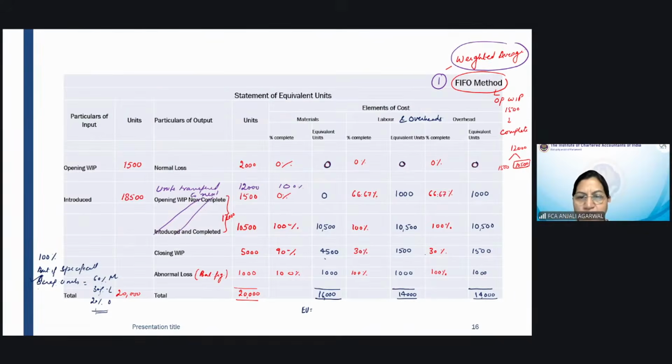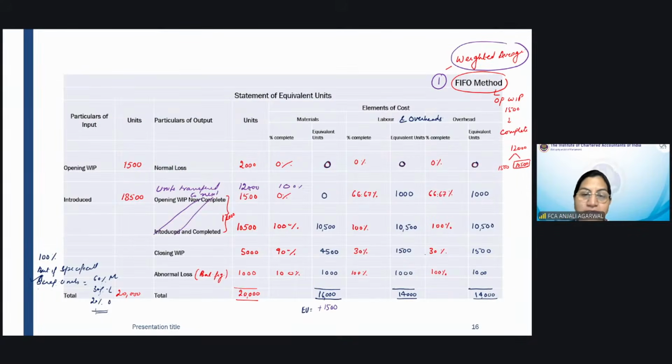So this will be 12,000 plus 4,500, 16,500 plus 1,000, 17,500. This will be 12,000 plus 1,500 plus 1,000. So this will be 14,500. And this will also be 14,500. So what will be the difference? What you thought was done in the previous period, like 1,500 into 100% complete opening WIP, this will be assumed to be done in this period.